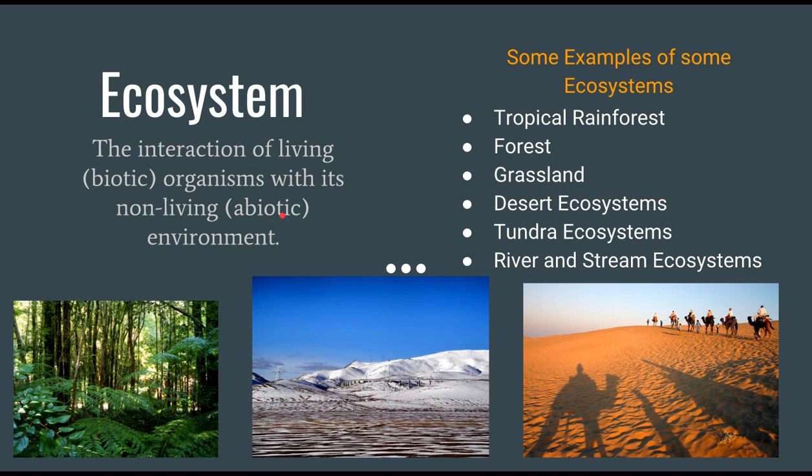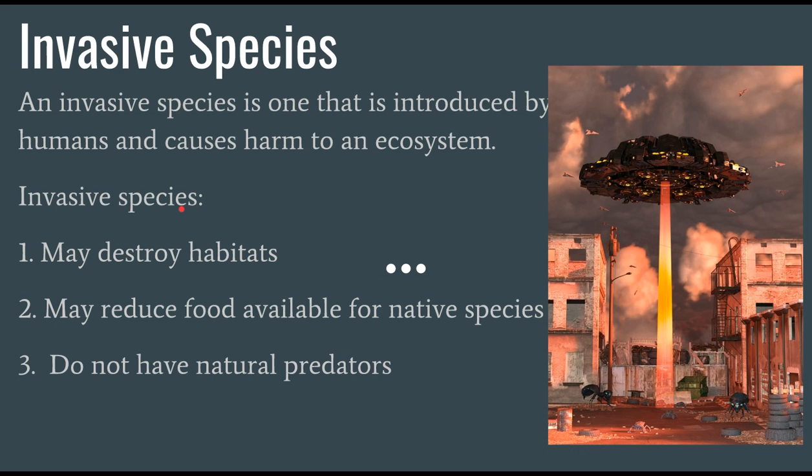So for example, in our ecosystem, we have all kinds of humans, we have plants, we have animals, and we interact with our abiotic environment, which might be the ocean, the temperature, the light, things like that. Some other examples of ecosystems are a tropical rainforest, a regular forest, grasslands, all these things that you have probably all heard of. So the most important thing is the interaction of living and non-living things. That makes your ecosystem.